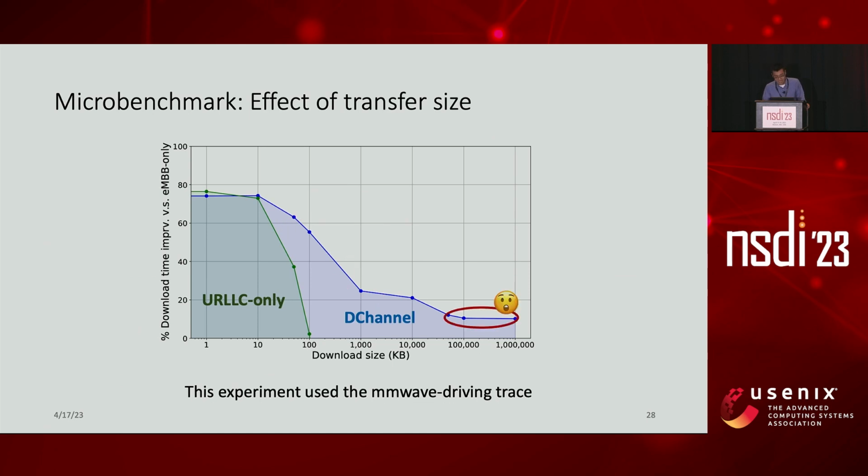One thing that surprised us is that we also see DChannel improvement in bulk download by about 10%, even though URLLC technically only gives us less than 1% of the bandwidth of eMBB. So what happened here? We did the experiments using the emulated mobile driving traces, where the bandwidth is very variable. And DChannel's steering policy chooses to accelerate TCP ACKs, which makes the TCP control loop faster so that it can react to changes in bandwidth faster, resulting in a higher average throughput.